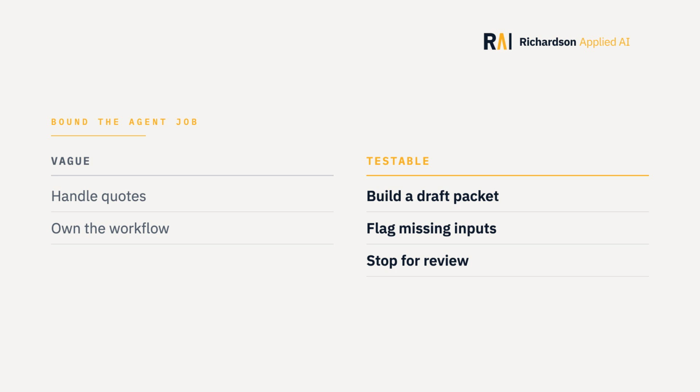A bounded first job could be: gather the permitted inputs into a draft packet, flag missing or conflicting fields, and stop for estimator review. The output is the packet and exception list. The evidence is the saved file, source links, and successful readback. Commercial judgment and external sending stay with the owner.